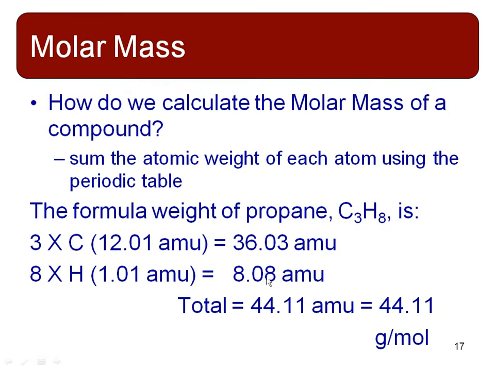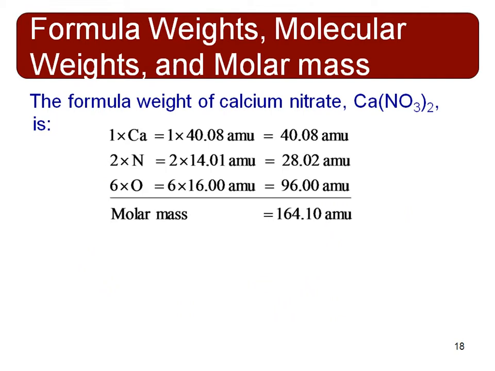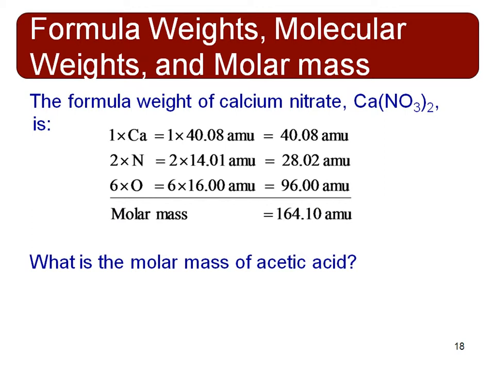So 8 times 1.01 gives you 8.08. And then you just add these up. 36.03 plus 8.08 gives you 44.11 grams per mole. So this is the molar mass of propane. Once again, formula weight, molecular weight, molar mass. Your book uses molar mass, so these are the same thing.